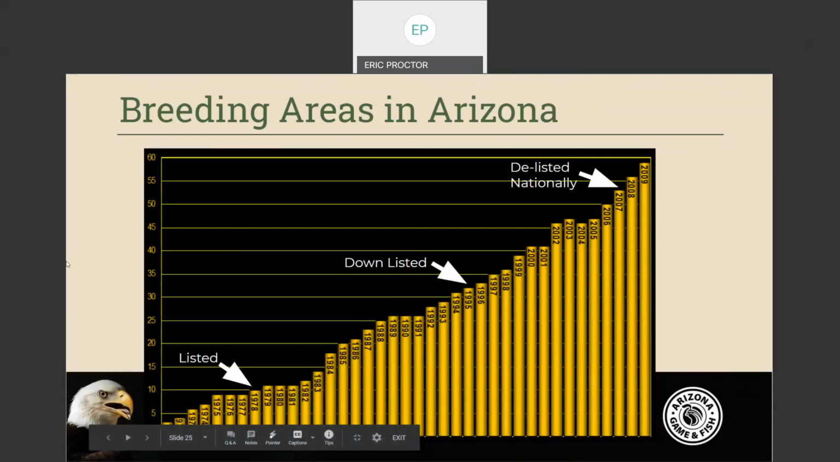In 1978, when the species was listed as endangered under the Species Act, Arizona only had 11 known breeding areas. You can see that here on the graph. On the left-hand side is the number of breeding areas, and on the right-hand side is years. You can sort of see them. The first arrow, where it says listed, is when the bald eagle was listed as an endangered species. We had 11 known breeding areas in the state of Arizona. Most of those were in easily accessible locations along the Salt and the Verde rivers.